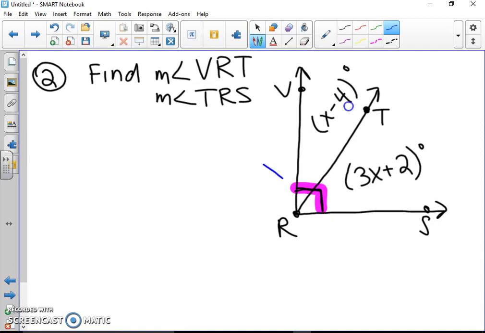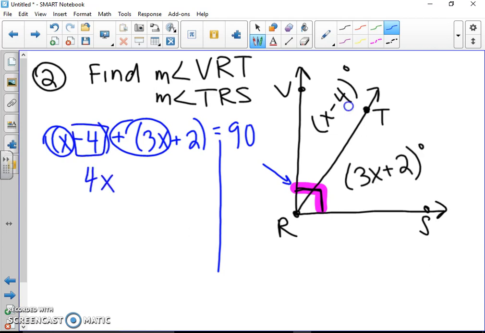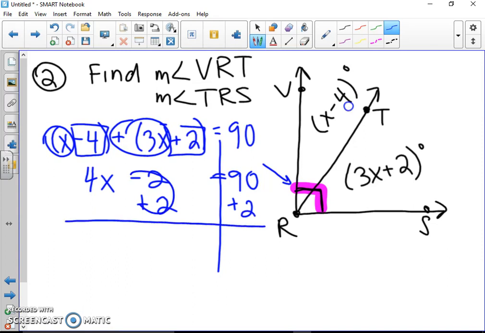But since this question has told us that, we know that x minus 4 plus 3x plus 2 is equal to 90. Let's combine like terms. X plus 3x, 4x, minus 4 plus 2 is minus 2, equals 90. Plus 2, plus 2. 4x equals 92. All right, what's 92 divided by 4? And you get x equals 23.